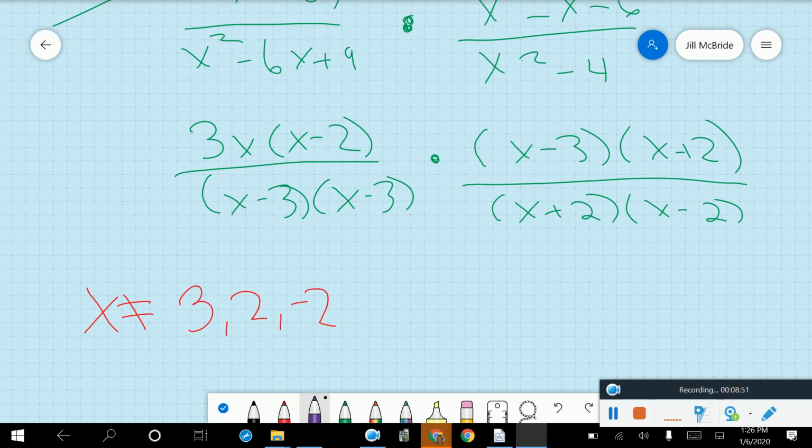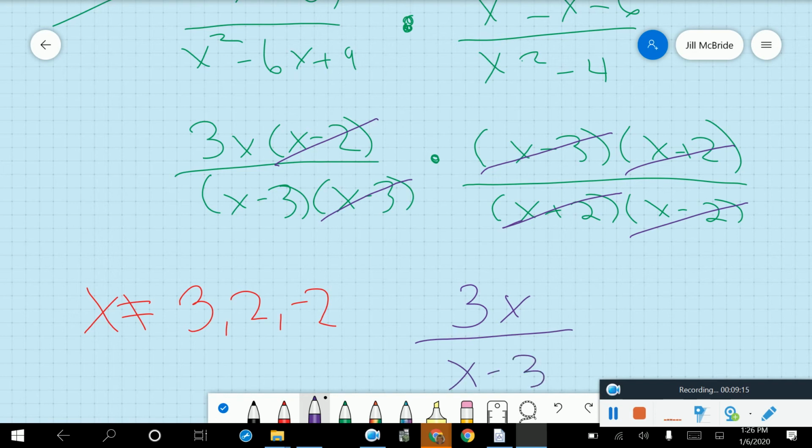So one has to be in the numerator and one has to be in the denominator to cancel. So this x minus 3 cancels with either one of those x minus 3. This x plus 2 cancels with an x plus 2. As long as one's in the numerator and one's in the denominator, they can cancel. And this x minus 2 can cancel with that x minus 2, leaving my simplified fraction to be 3x over x minus 3. See, this isn't difficult.